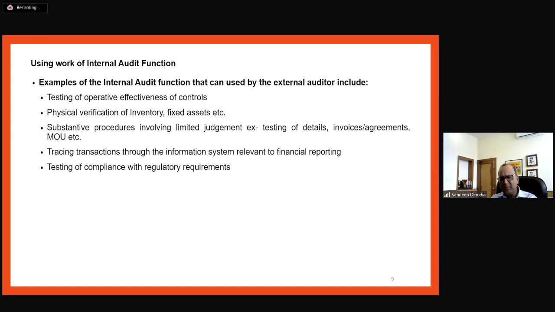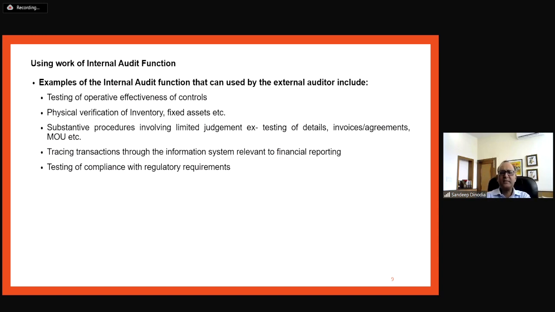Tracing transactions through the information system relevant to financial reporting. This, I think, is an extremely important step: how do the transactions in the system finally show up in the financial reporting structure of the company, and are they truly reporting what is in the books, where the entries are put, transparently and clearly reported in the financial reporting structure, and is the flow of information correct. If the internal auditor has checked the flow of information, we can rely on them for ensuring that yes, the system is working.